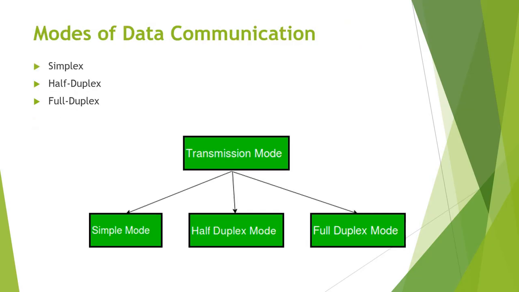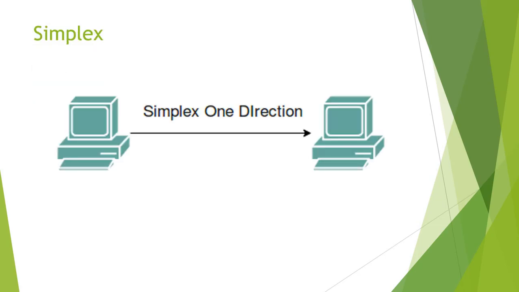Next comes the modes of data communication. Here, the transmission mode contains three types. One is simplex, second one is half duplex, third one is full duplex. We will see each one in detail.